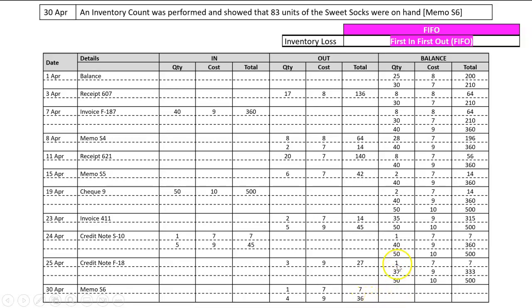What does that leave us with? Well, the one at $7 is gone. We had 37 at $9, so now we take out 4. So that must mean we've got 33 units at $9. And we're just going to leave these $10 units, the 50 at $10 there. And what we should see is that our final balance here is 83 units. That should match up here, the inventory count here, which counted 83 units.